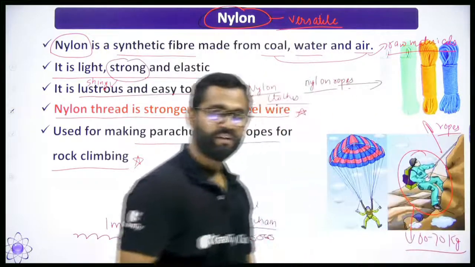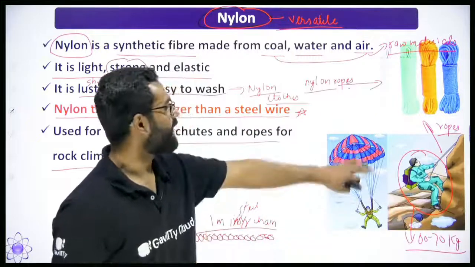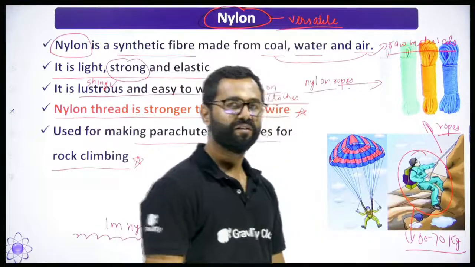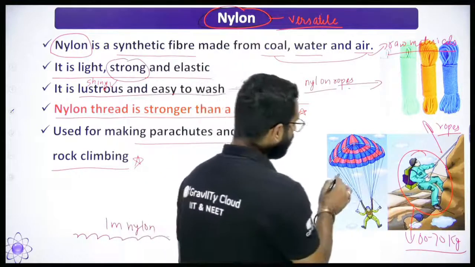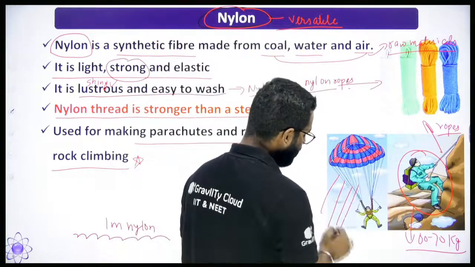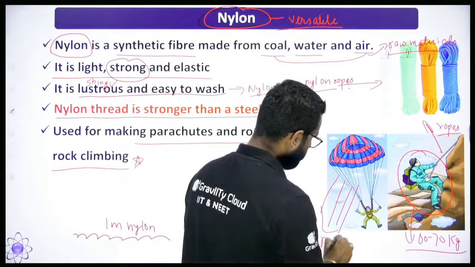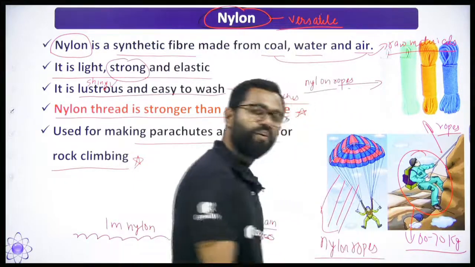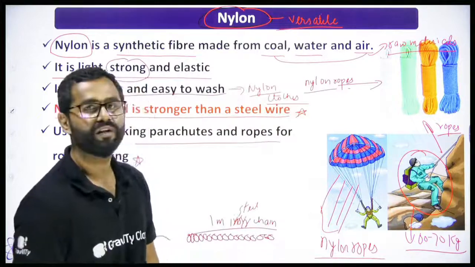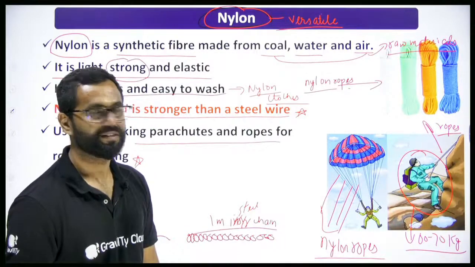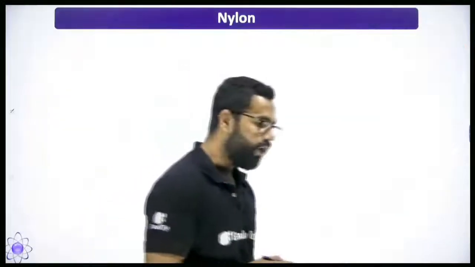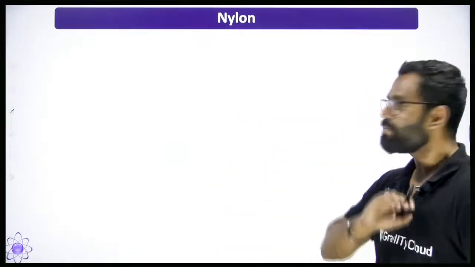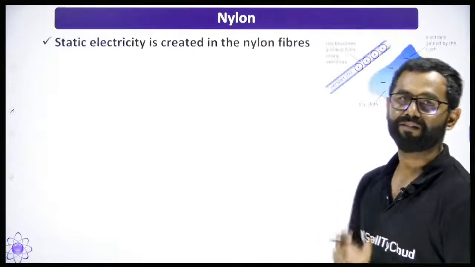So you can easily see how much strength the nylon rope has, that it can easily handle the weight of the person, right? Similarly here, all these ropes are the nylon ropes which are used for the parachute. Simple. Right? So this is how we can discuss the important properties or importance of nylon.